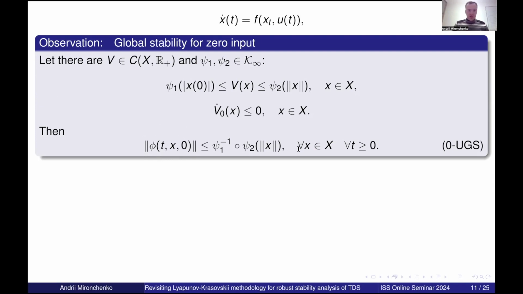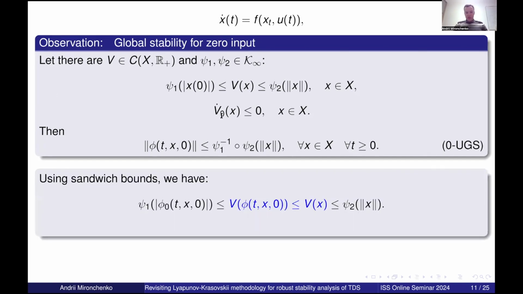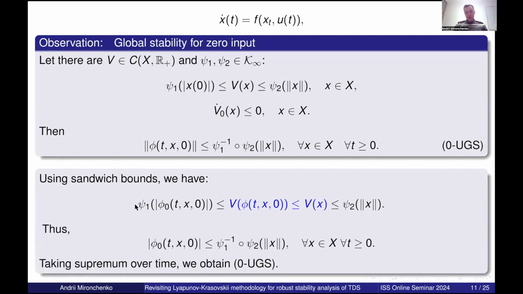Let us see this proof, which is just a couple of lines. First, we see that since the derivative of a Lyapunov function is always non-positive, then we have that V at the state at time t is less or equal than V at the initial state, right? Now we use the sandwich bound from below. Since psi1 is a K-infinity function, so increasing, we can take psi1 to the minus 1. We obtain that the absolute value of phi 0 is bounded by this. And now we can just take the supremum over all t, and we obtain precisely this result, which is an easy, elementary observation.